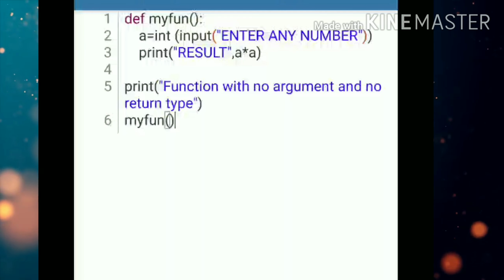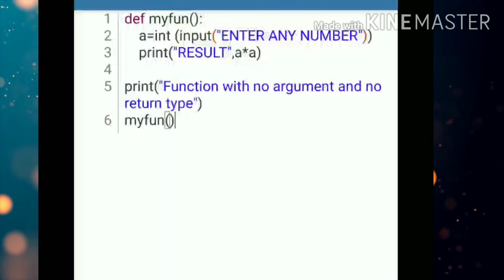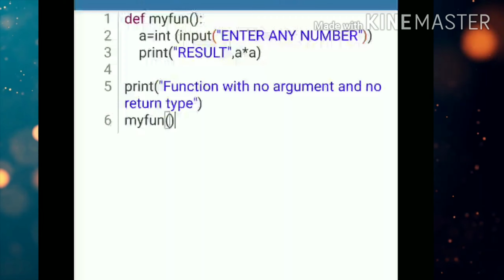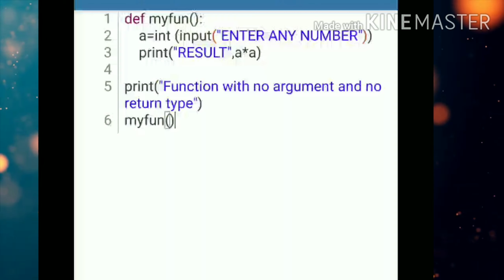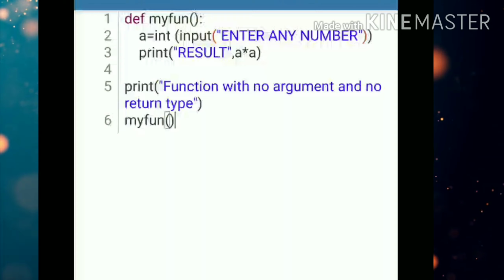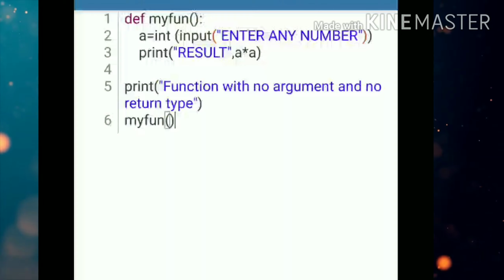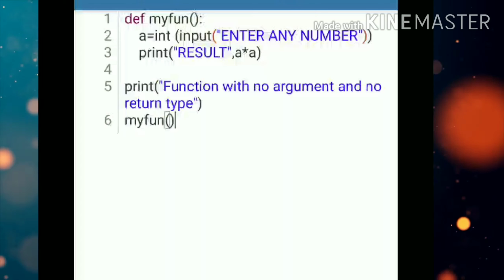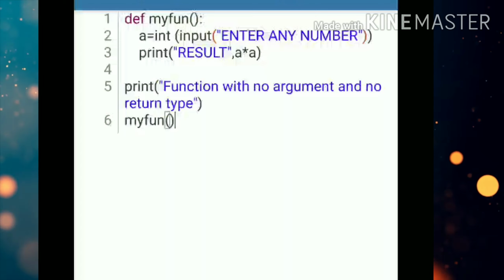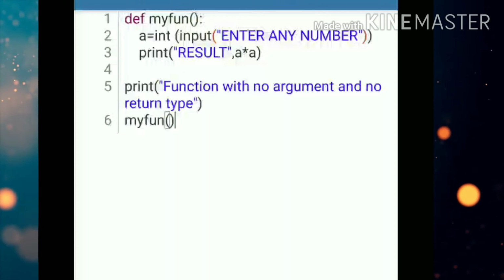As I told you, we have different ways to declare and call a function. This is the first type, in which we are not giving any argument, and we are also not getting any return type. So this is the first type of function where there is no argument and no return type. That means we do all things inside the function.